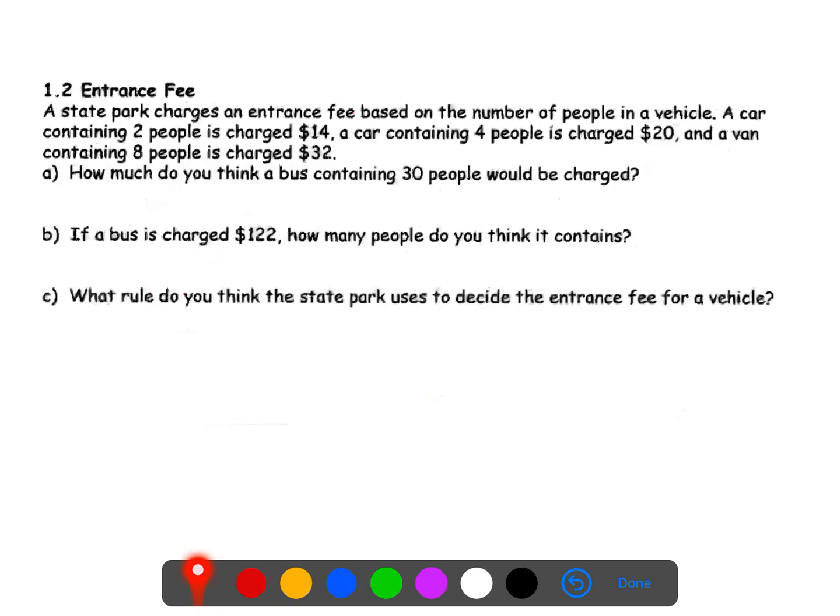Now let's look at the state park entrance charges. This relates a lot to a problem we did a couple units ago with proportional relationships. A state park charges an entrance fee based on the number of people in the vehicle. A car containing 2 people is charged $14. A car containing 4 is charged $20. And a van containing 8 is charged $32.